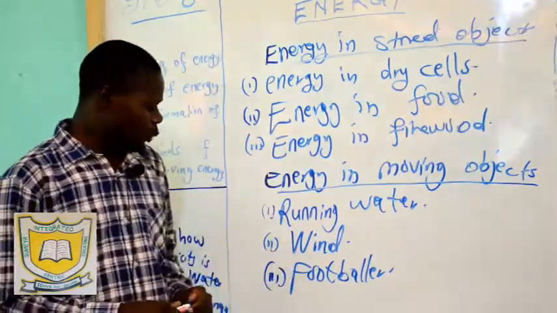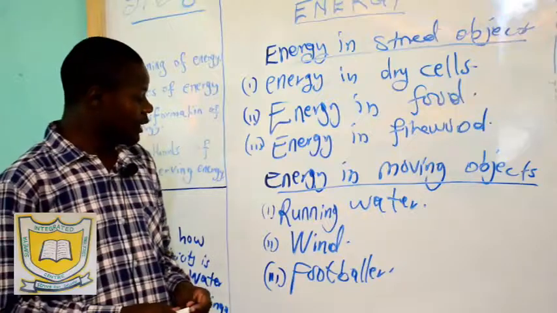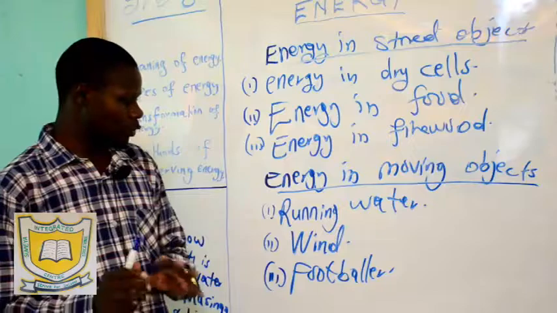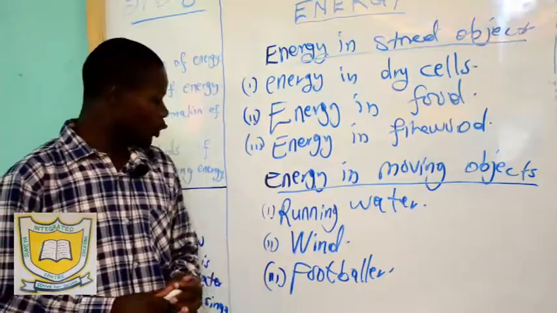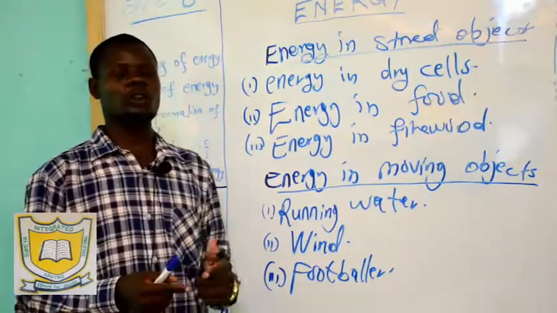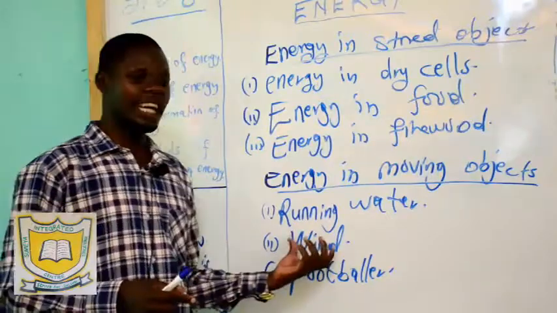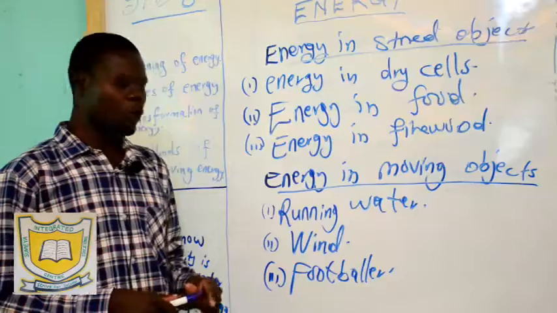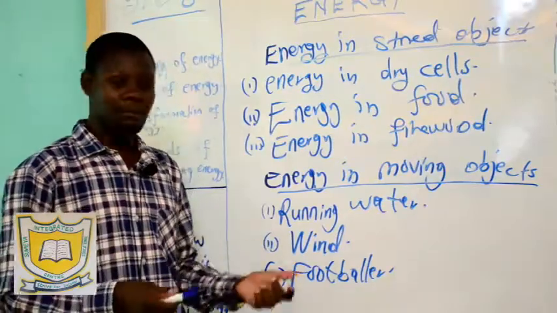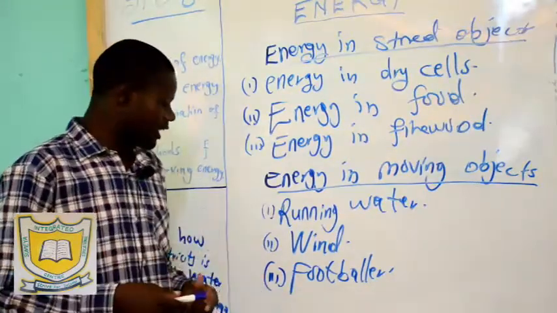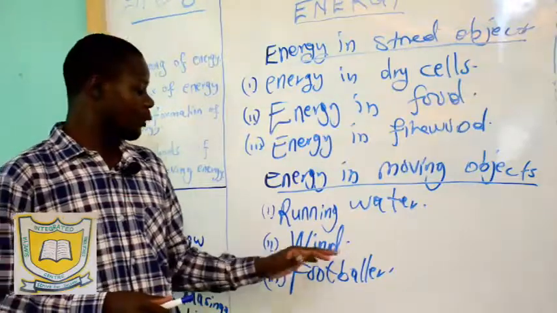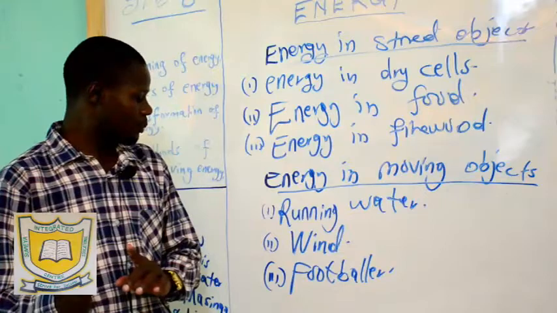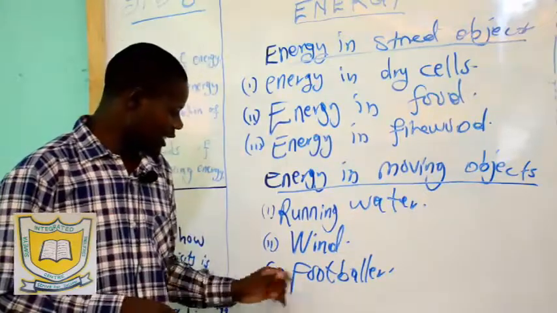Number two, we have the windmills. The windmills are used to transport water from one place to another. So the wind is moving also. The wind is in motion, that is air in motion. As the wind moves, it also rotates the turbines, the windmills. As the windmill rotates, it provides a lot of energy to carry water from one place to another.